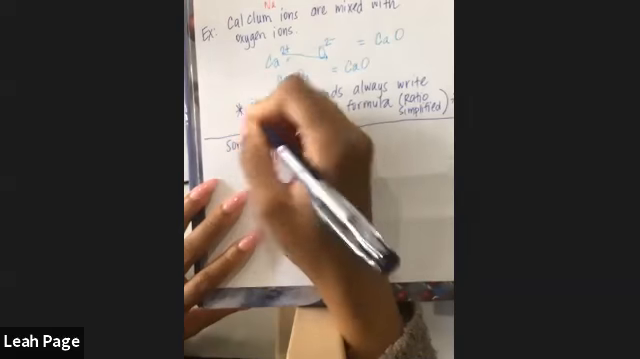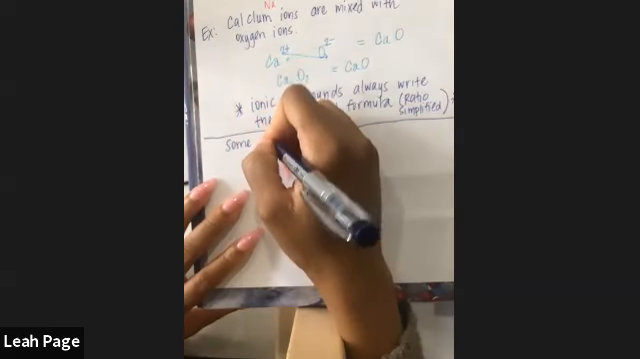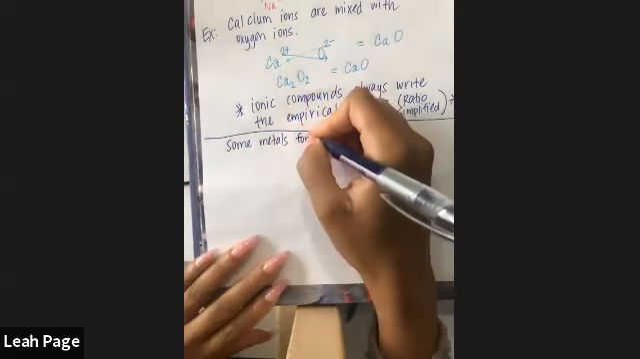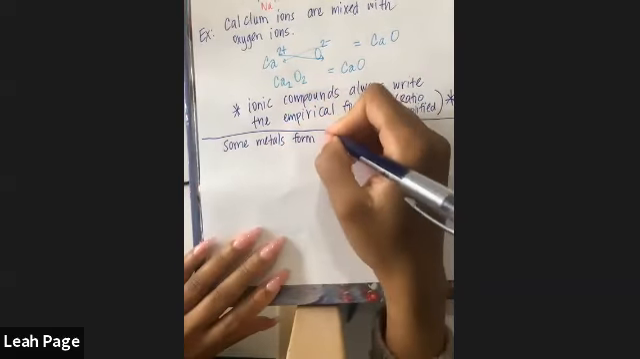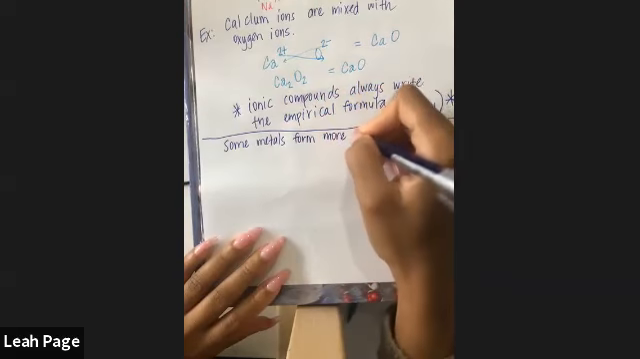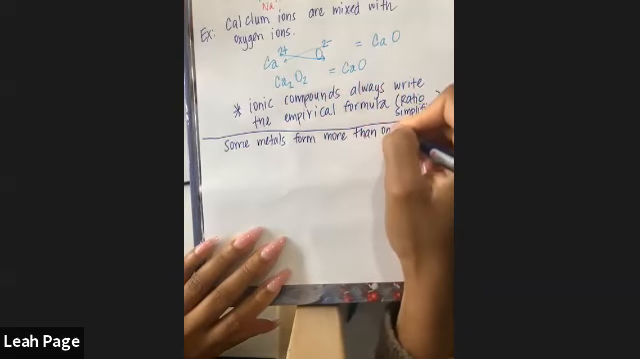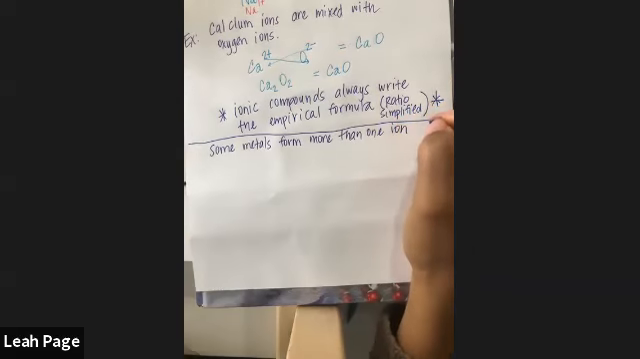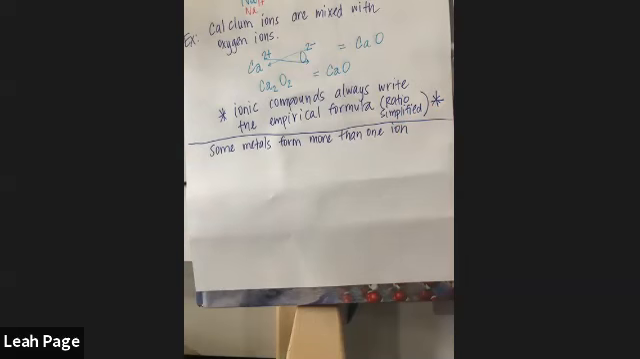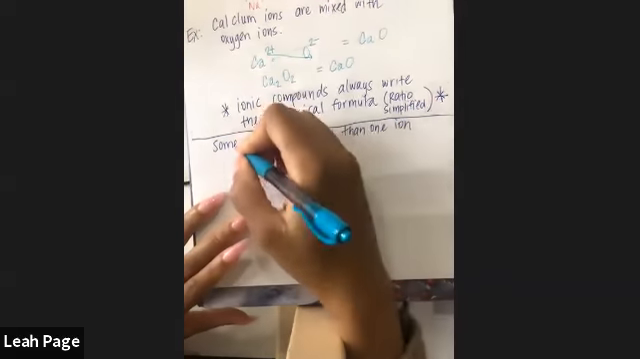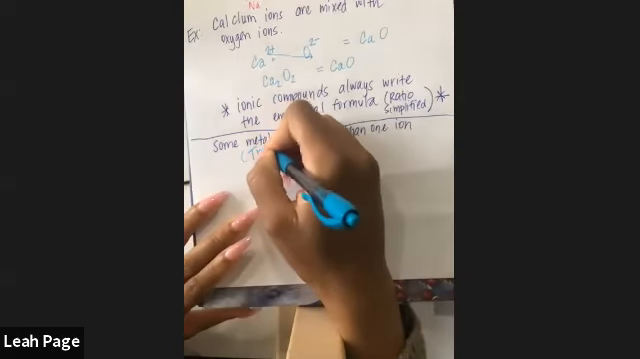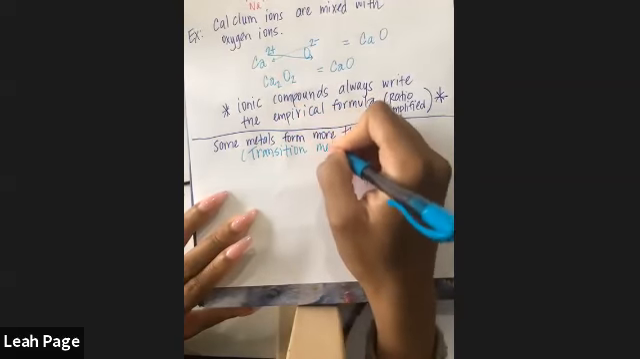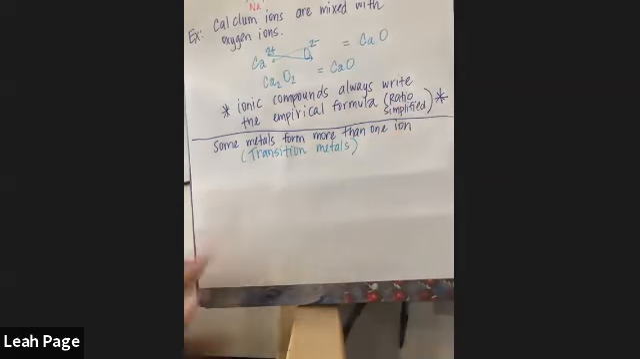So I'm going to say some metals form more than one ion. And those some metals are transition metals. I'm just gonna group them. Transition metals can form more than one ion. Not all of them, but most of them do.